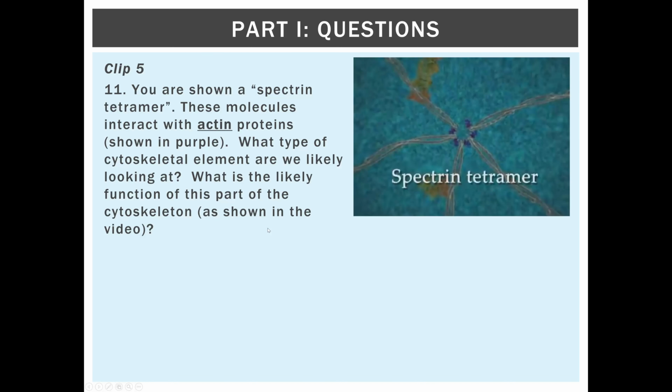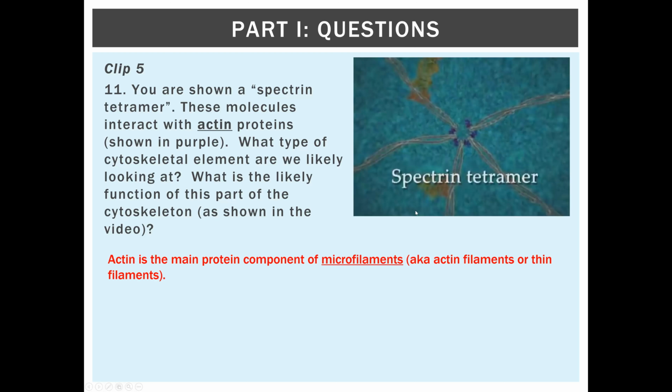Okay, so question number 11 says, you are shown a spectrin tetramer. These molecules interact with actin proteins, which were the little guys shown in purple at the top. What type of cytoskeletal element are we likely looking at? What is the likely function of this part of the cytoskeleton as shown in the video?